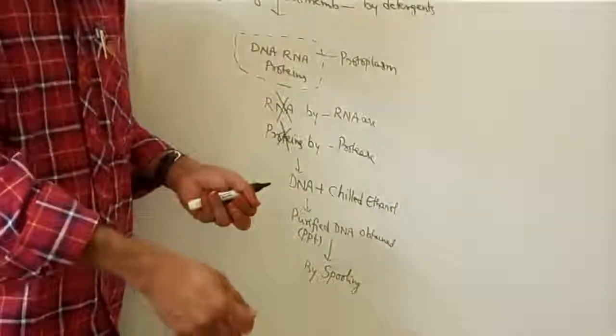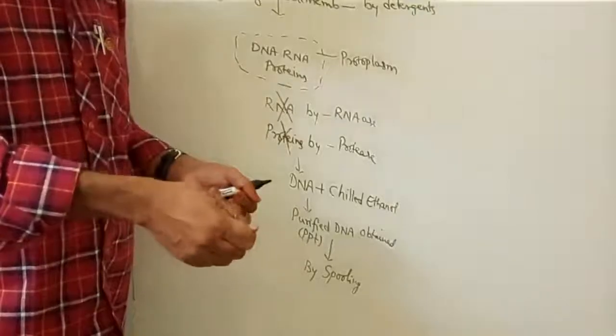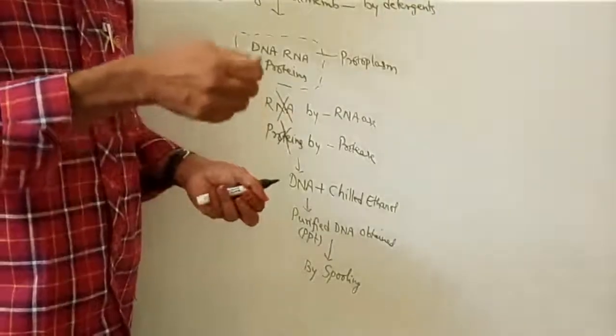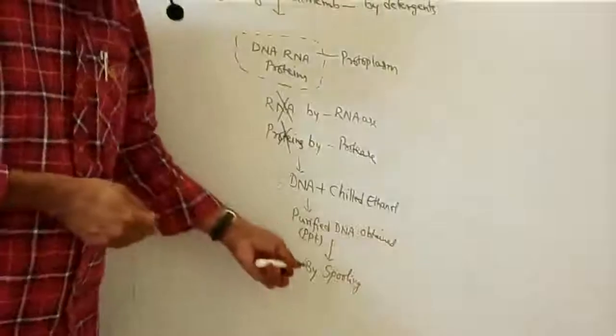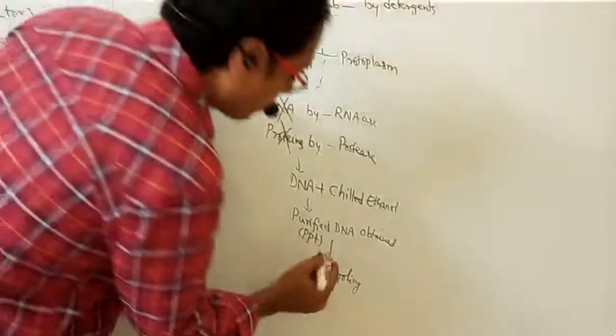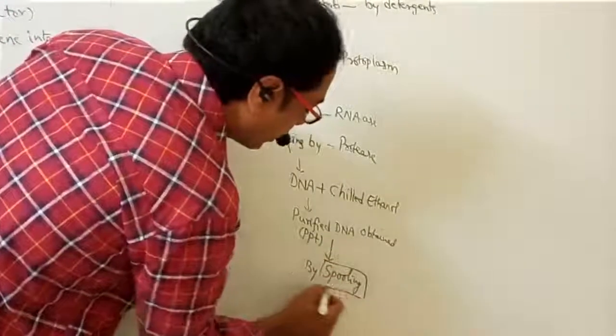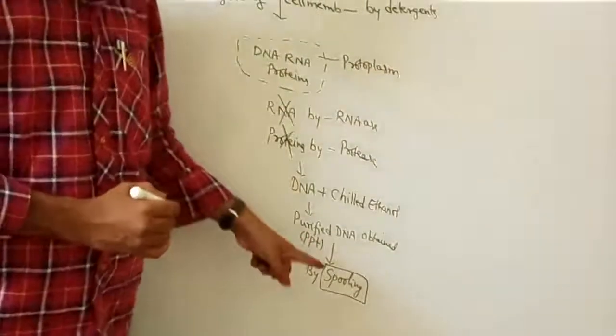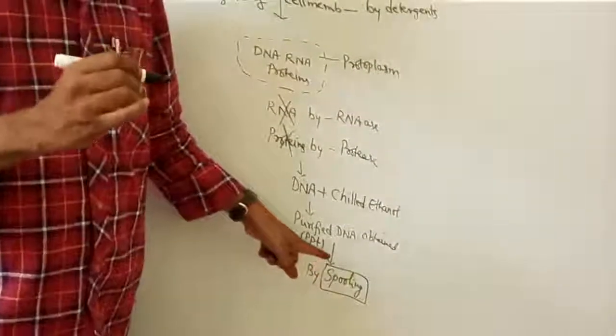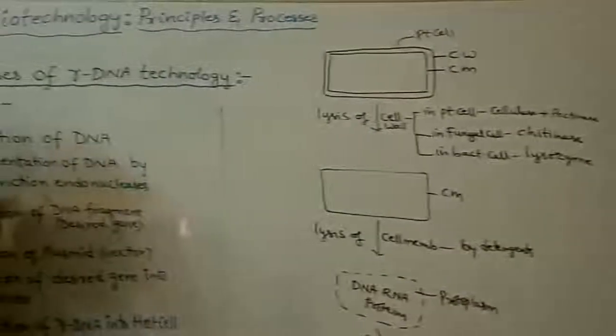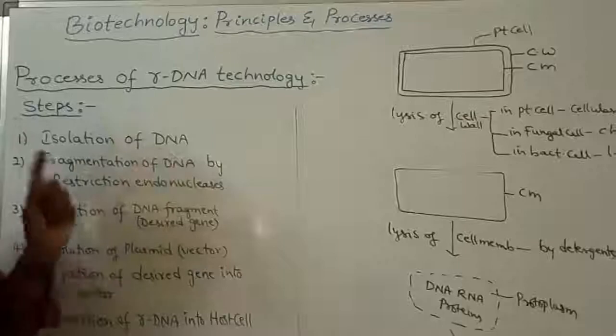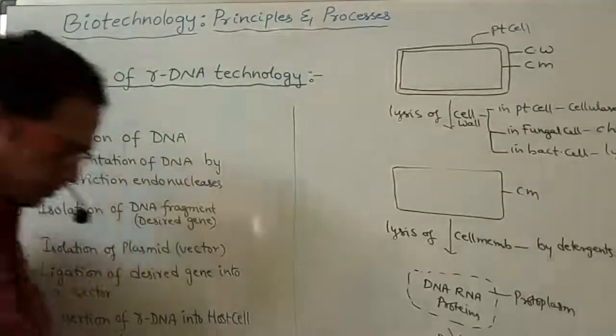The separation of fine thread-like DNA in suspension is called spooling. So the first step is completed, my dear students: isolation of DNA.